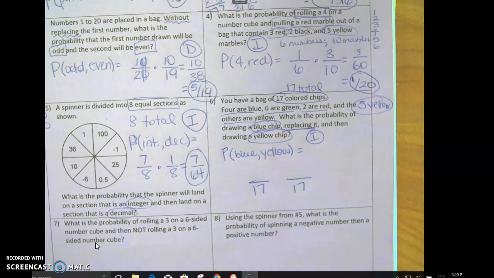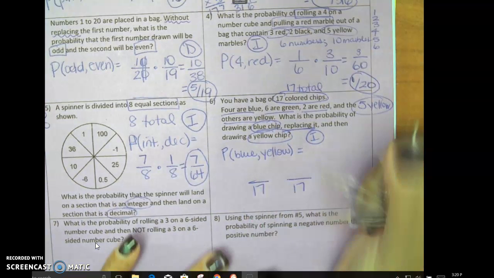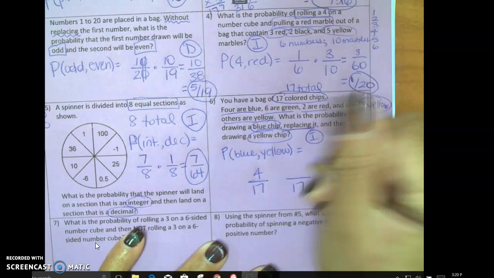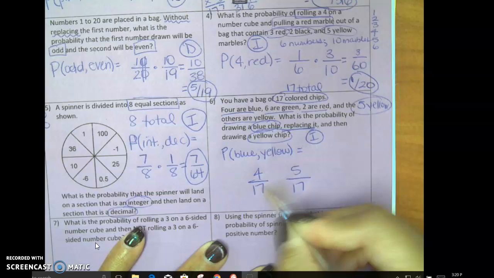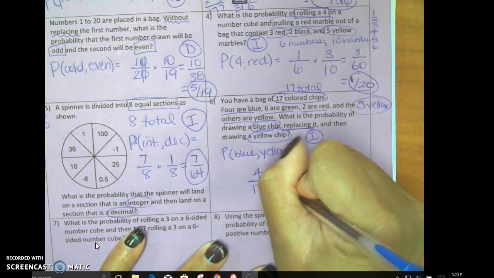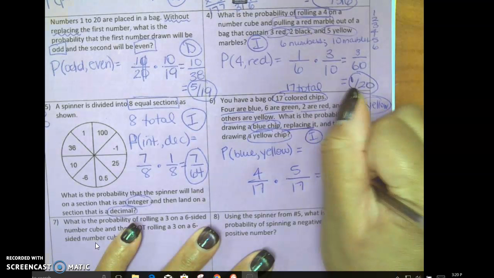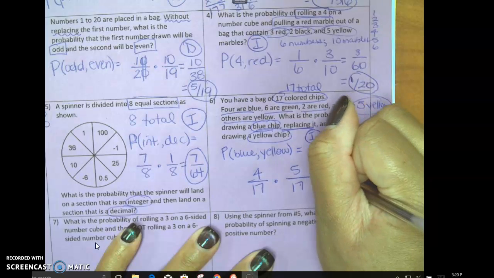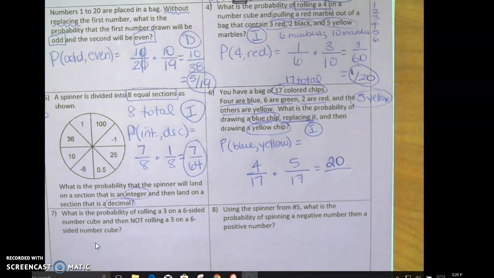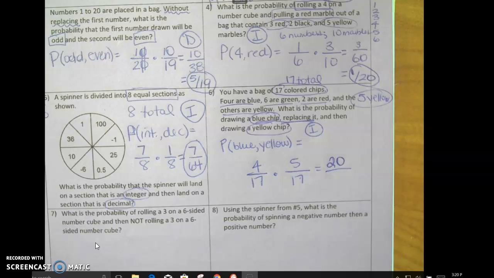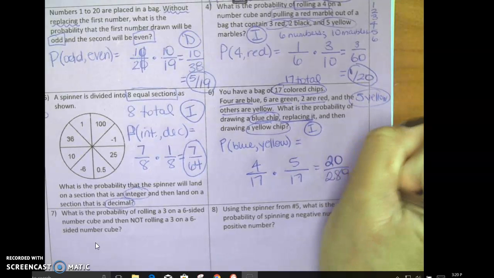How many blue chips are there? And how many yellow chips are there? Great. 5 17ths and 5 17ths. Now I'm going to multiply. What's 4 times 5? 20. What's 17 times 17? Way more than 60. 289. Too much. Take 100 away. 189. 289. You took 200s away. 289. There's my final answer. It cannot be simplified.